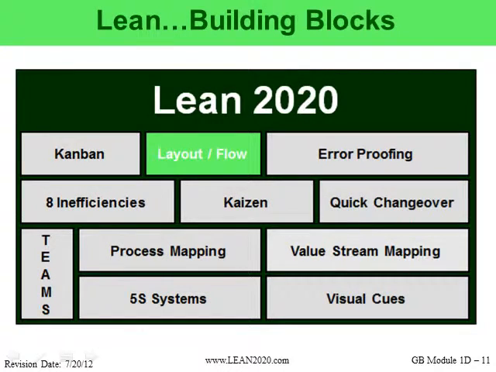Next, we're going to talk about the layout and workflow. We talked about transportation and motion as two of our 8 different types of waste and inefficiencies. Both layout and flow module here will help us with both of those.